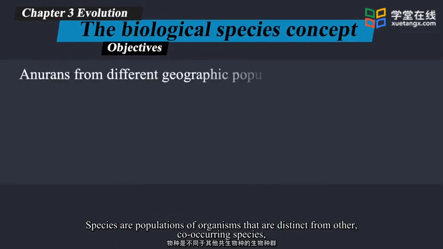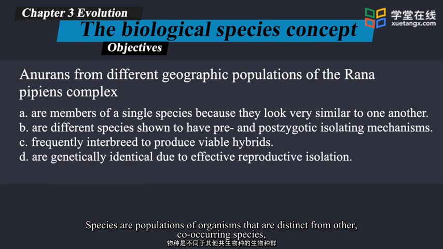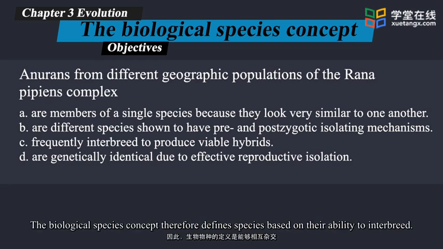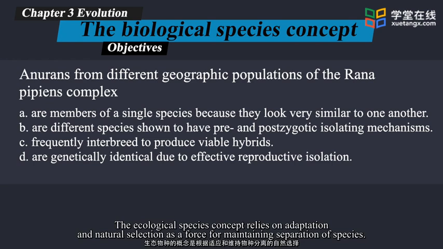Species and populations of organisms are distinct from one another as co-occurring species, and are interconnected geographically. The biological species concept therefore defines species based on their ability to interbreed. Reproductive isolating mechanisms prevent successful interbreeding between species. The ecological species concept relies on adaptation and natural selection as a force for maintaining separation of species.